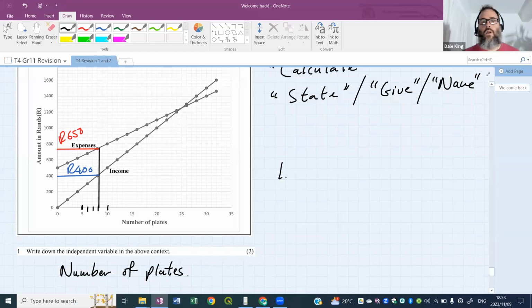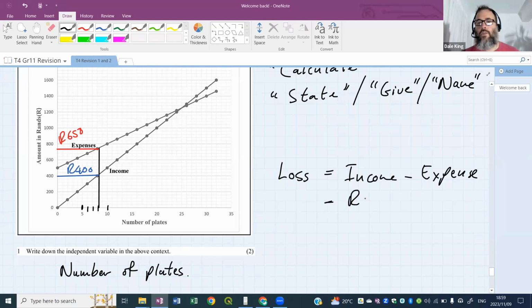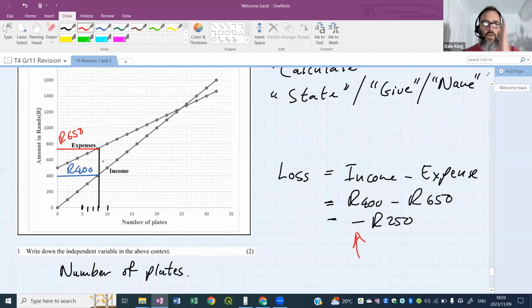All right. So your loss is equal to your income, always the income first, minus your expense. In this case, the income is 400 Rand minus the 650. And that'll be a loss of 250. And why is it a loss? Because we see the negative here. Okay. So always put the income first and then the expense, and you'll see the negative, which means it's a loss. We know it's a loss. It's a loss of 250. But you got to read it off your graph. You got to draw a line up, go across, write the values in, and then show the calculation here.